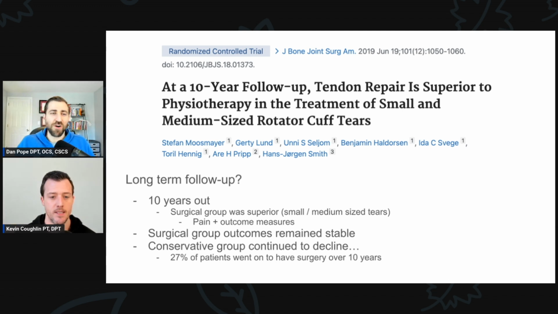It's funny how often I talk about this study, the Moosmayer study. So, what the heck happens at 5 years, 10 years, 15 years?